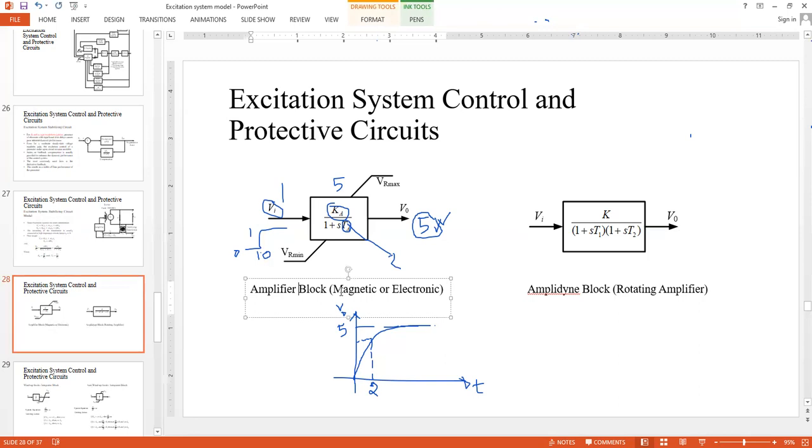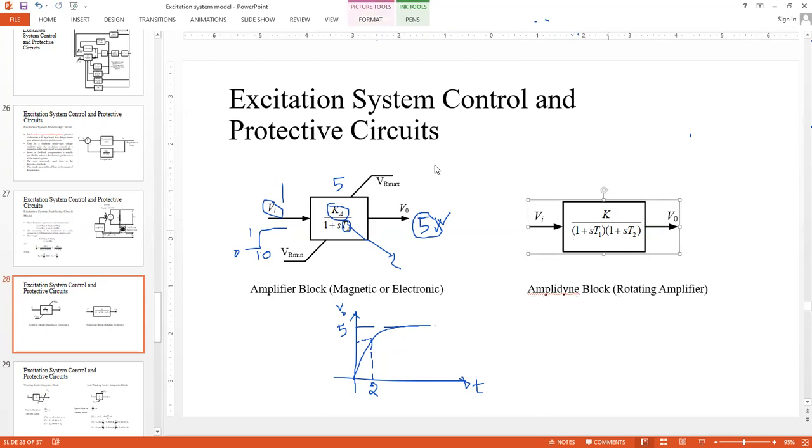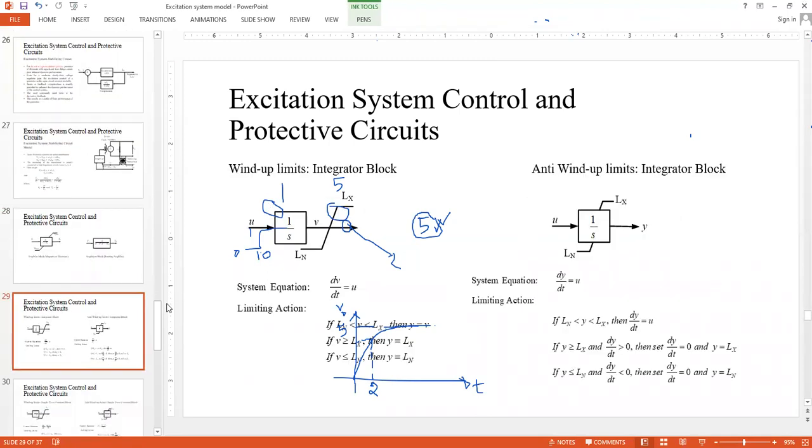So this amplifier block is actually the representation of the magnetic type or electronic type. If we go for the older version, that is the rotating amplifier, the Amplidyne block, then you can model it like this. The further detail of this could be found in the literature, and we're not interested in that. So let's proceed on with some of the other blocks.